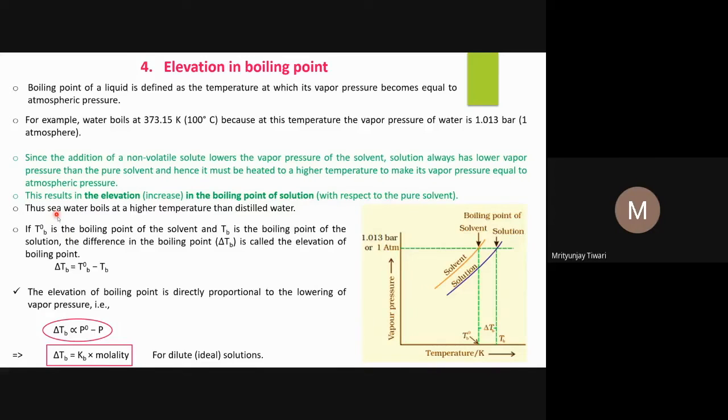So what we see is that seawater boils at a higher temperature than distilled water. Similarly, seawater will freeze at a lower temperature than pure water. If T naught B is the boiling point of the pure solvent, and TB is the boiling point of the solution, then what will the difference in the boiling point, delta TB, be? This is called the elevation of the boiling point because it is an increased value.